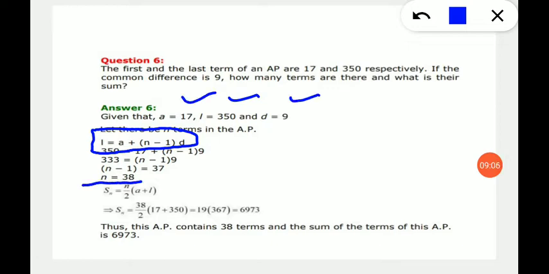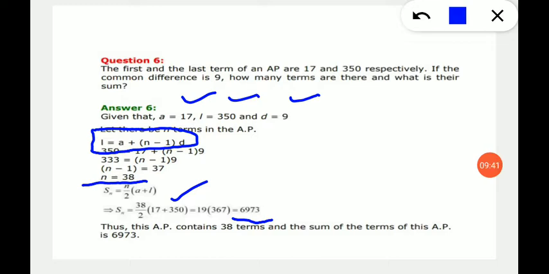We solve and we get n is equal to 38. Now we got our n. Now simply we have to find out Sn using the formula Sn is equal to n by 2 into a plus L. 38 by 2 into 17 plus 350, that is 19 into 367, which is 6,973.